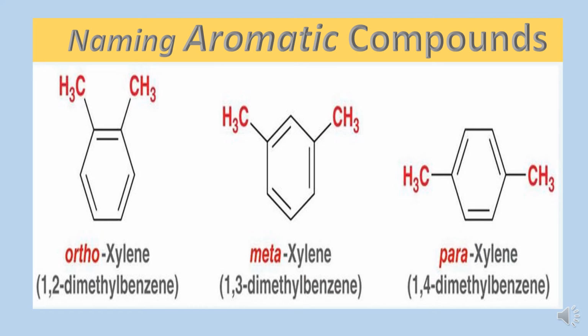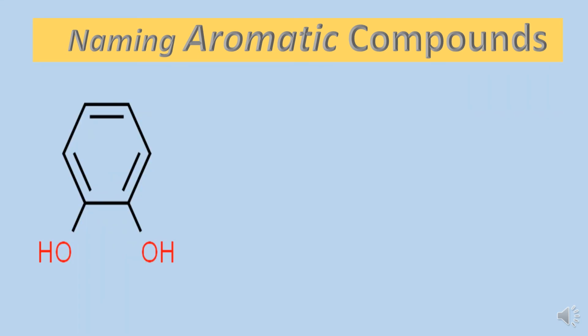Here we can see when the benzene ring contains 2 methyl groups at different positions, all these 3 positions are possible in case of disubstitution. The first one is orthoxylene, the second is metaxylene, the third one is paraxylene. Now we'll name such disubstituted aromatic compounds. The first compound, having 2 hydroxy groups at adjacent carbon atoms, will be named benzene 1,2-diol.